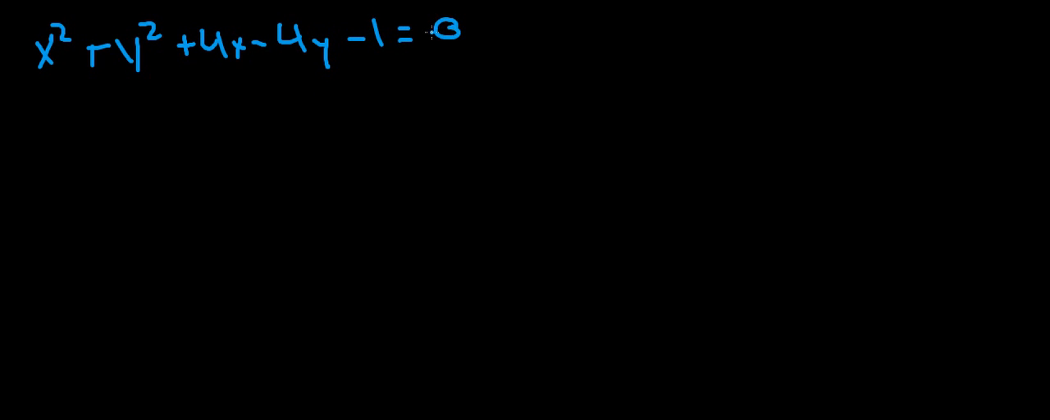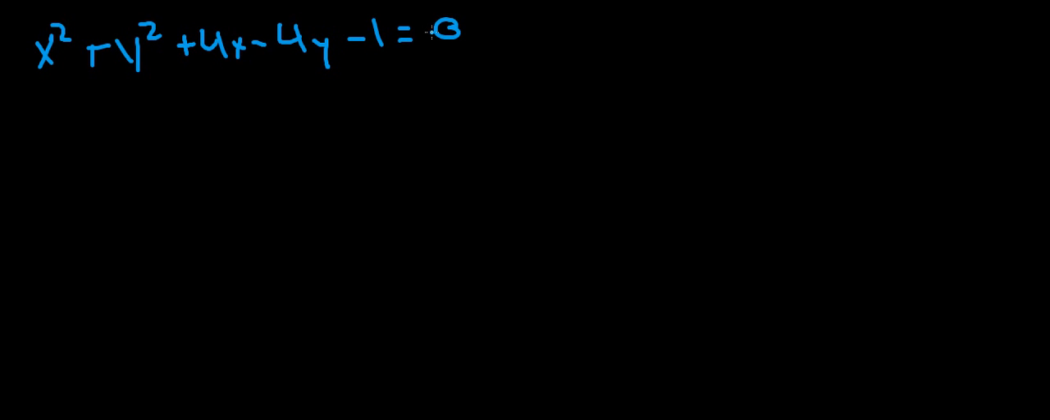Now let's do one more. And this one is going to be significantly trickier. So it's going to involve a lot of completing the squares. So let me write it out. It is x squared plus y squared plus 4x minus 4y, actually, minus 1 is equal to 0.